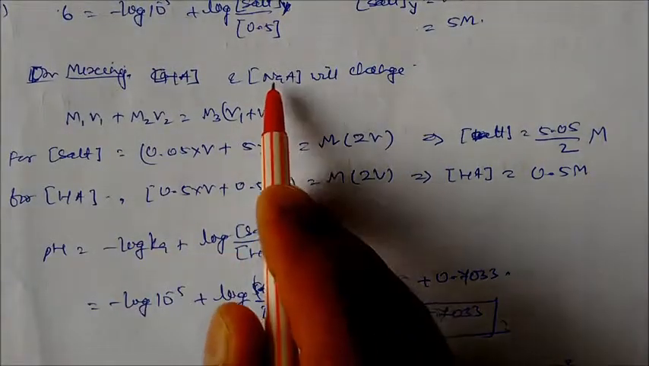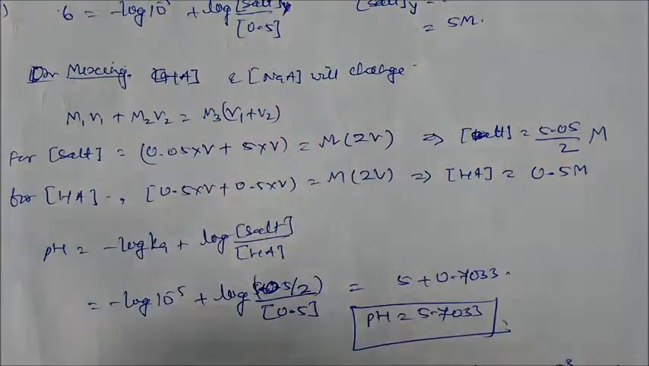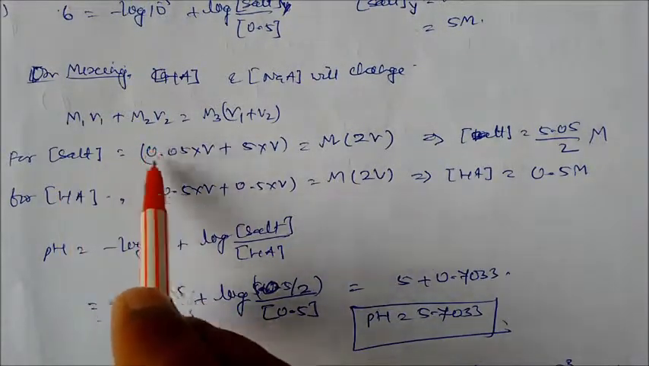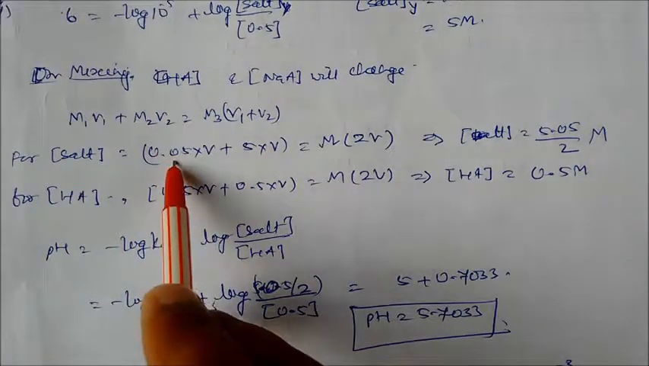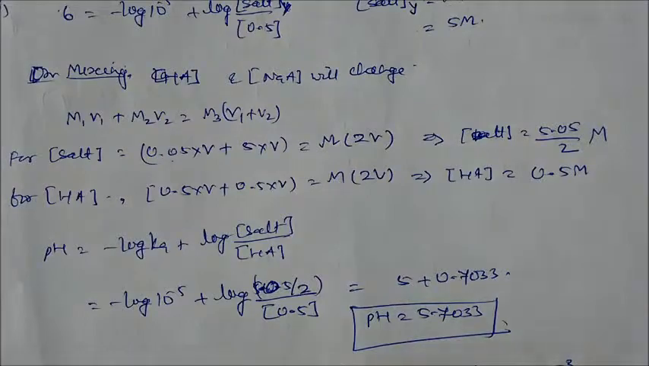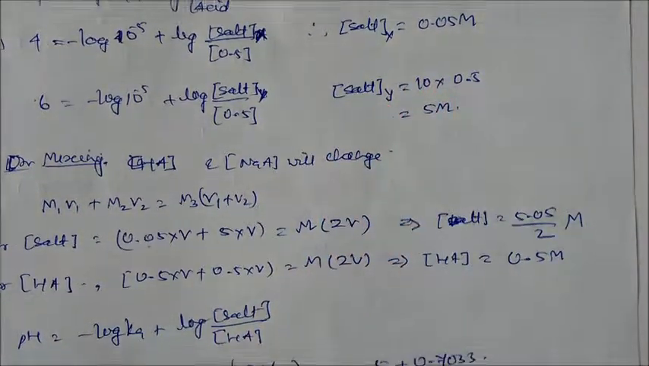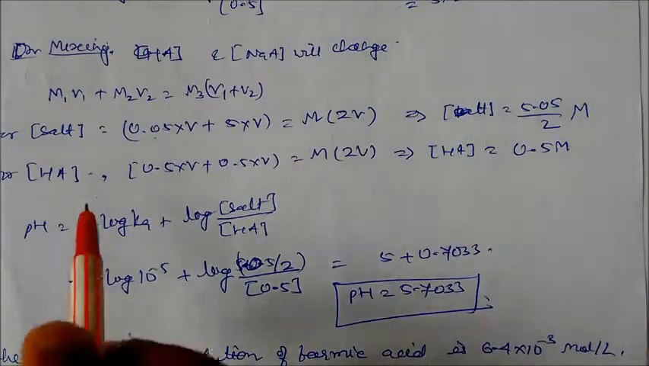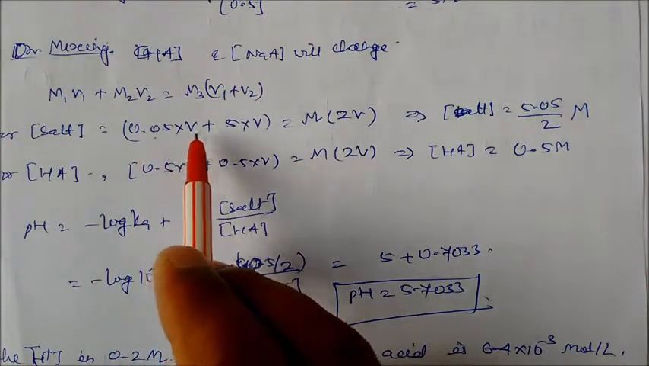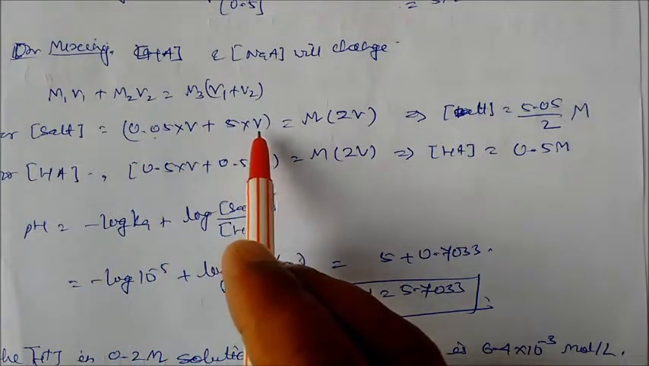So the concentration of this will change and this will also change. So for salt, M1 V1 plus M2 V2, where M1 is 0.05. We have seen it. Let me show you once again. This is the 0.05 molarity, and this is the 0.5 molarity. So for salt, 0.05 molarity into V plus 0.5 molarity into V equals M into 2V.